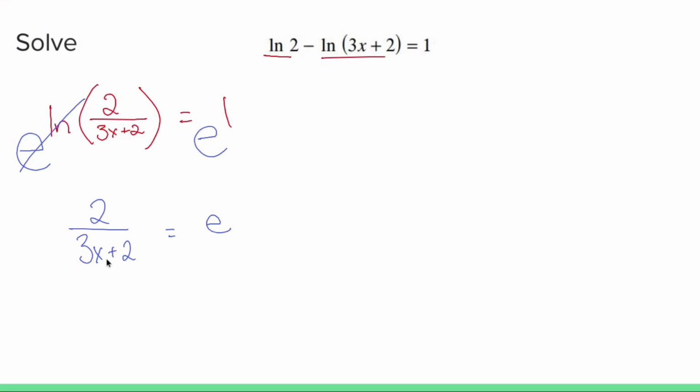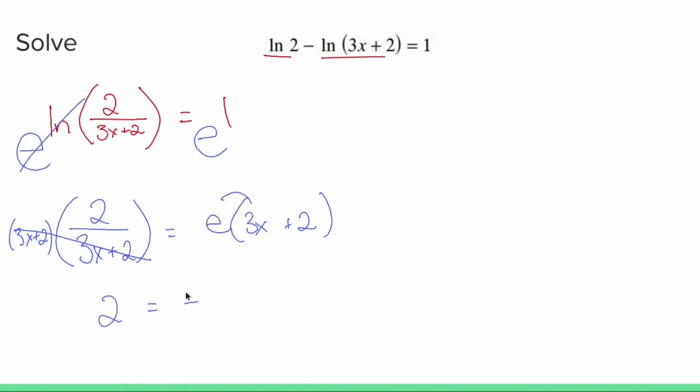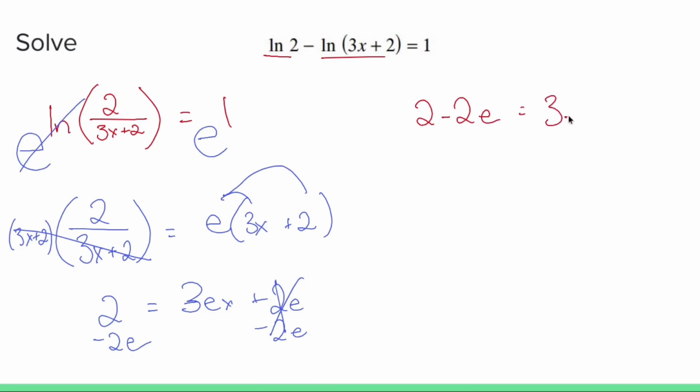Okay, now in order to solve for x, what I'm going to do is multiply both sides by 3x plus 2. This is not going to be the most pleasant guy on the planet. Multiply both sides by 3x plus 2, but that cancels out. 2 is going to equal e times 3x, so this is going to be 3ex, and e times 2, so plus 2e. If my job is to solve for x, I'm going to subtract 2e from both sides. So on the left, I now have 2 minus 2e equals 3ex.